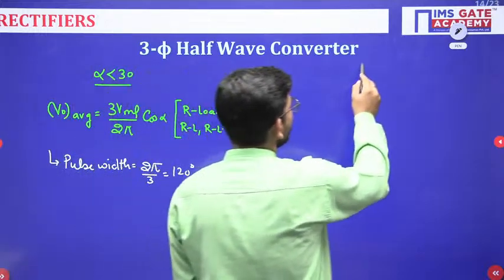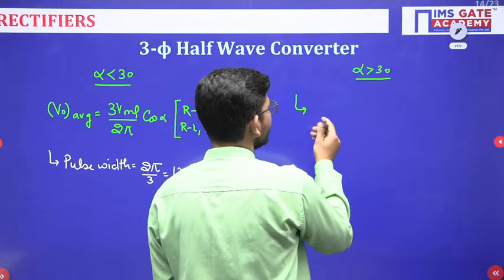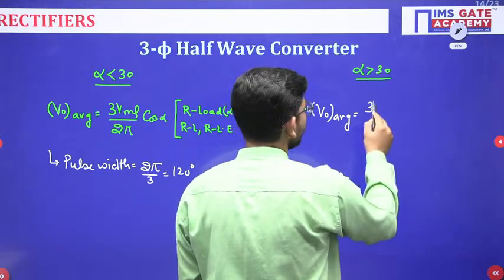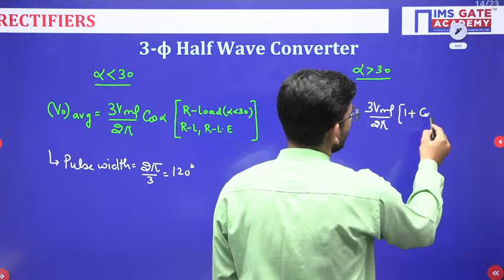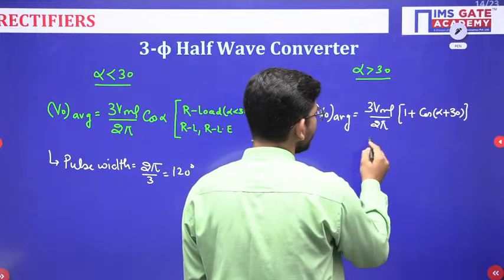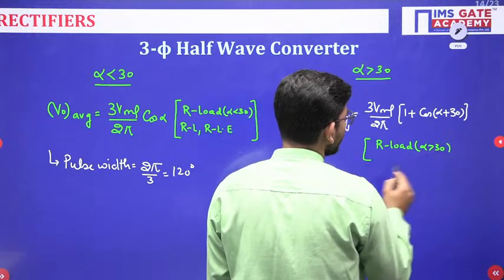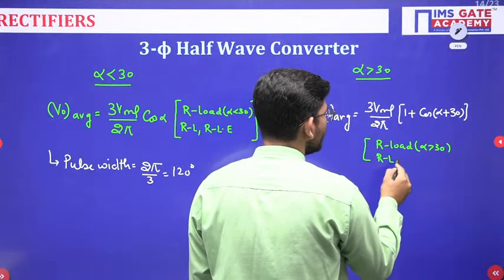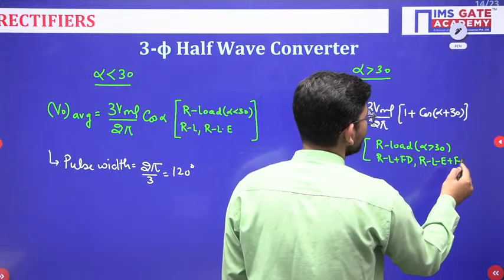Now when we have alpha greater than 30, in that case what will be the formula? In that case the formula will become V naught average, that will be 3 VML upon 2 pi, we will write here 1 plus cos (alpha plus 30), and this formula is valid for R load when alpha is greater than 30, and for RL load plus freewheeling diode, or RLE load plus freewheeling diode.